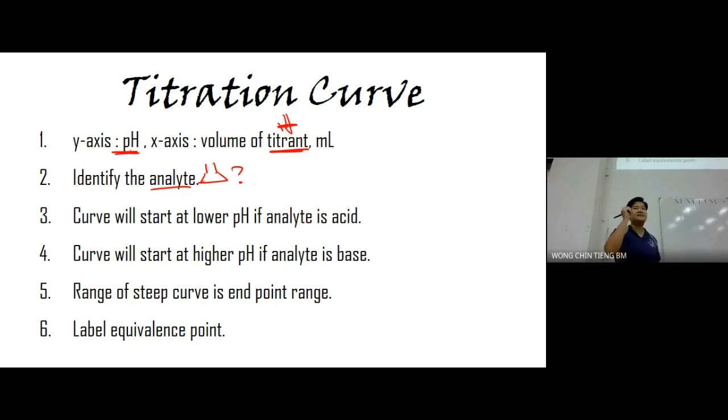Okay, kalau conical flask adalah acid, curve akan start kat bawah. Kalau analyte adalah base, curve akan start di atas. Kita akan tengok contoh nanti. Okay? Dan yang ni penting. Remember your endpoint range tadi?